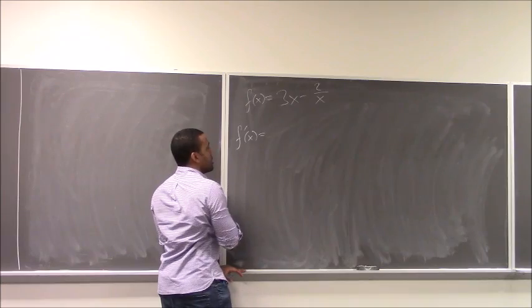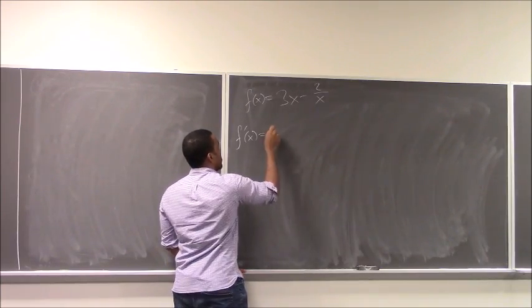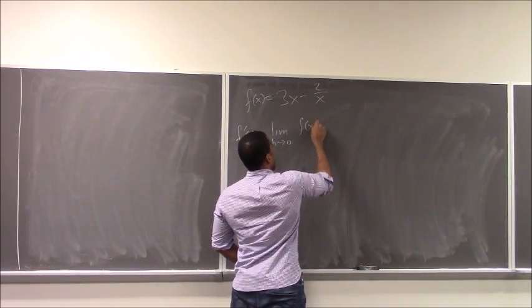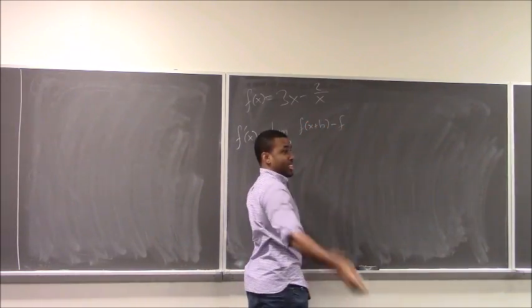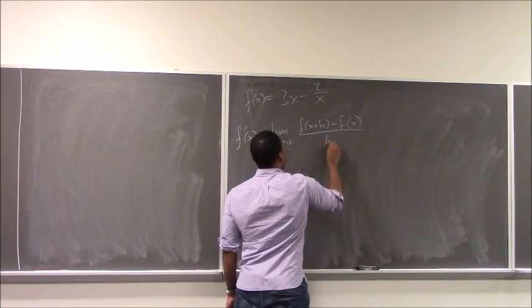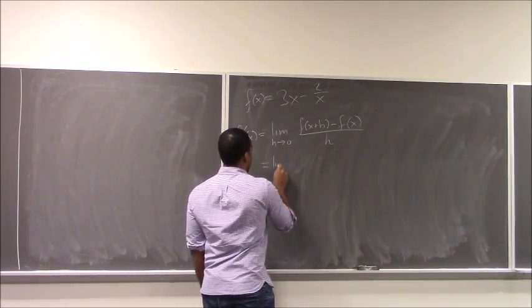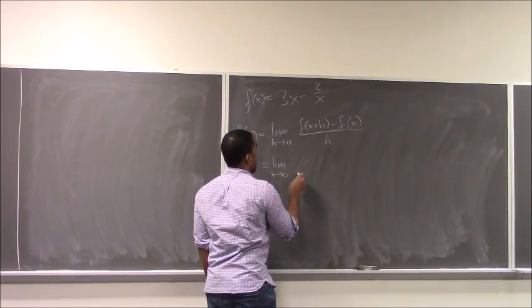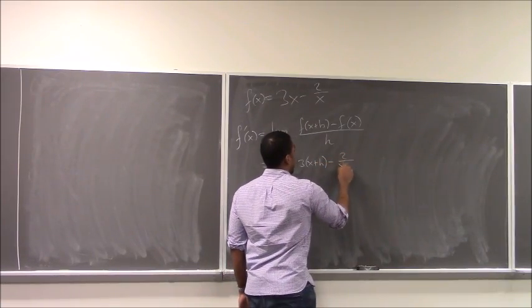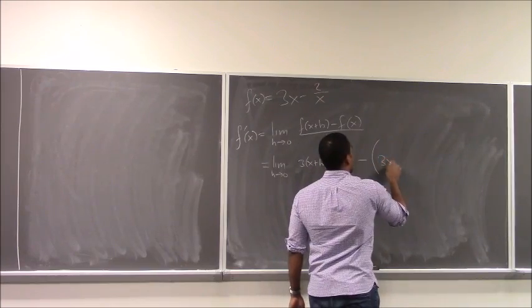What's the formula? The limit as h approaches 0. Right, now everyone's talking like, yeah, I remember that from yesterday. And so when you started to plug this in, what happened here? 3 times (x plus h) minus 2 over (x plus h), minus (3x minus 2 over x).